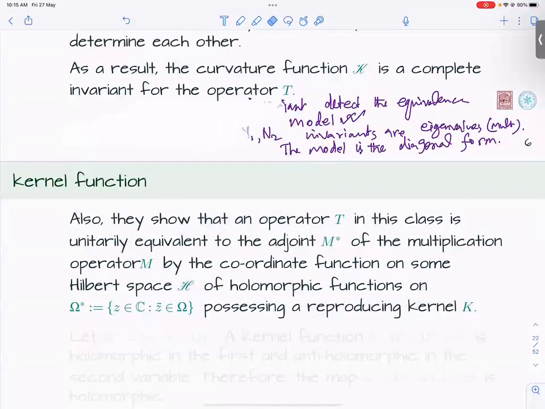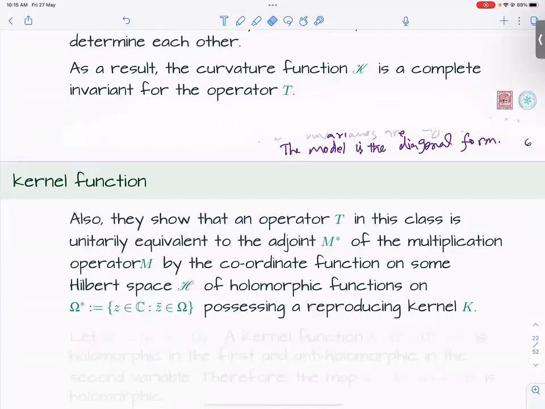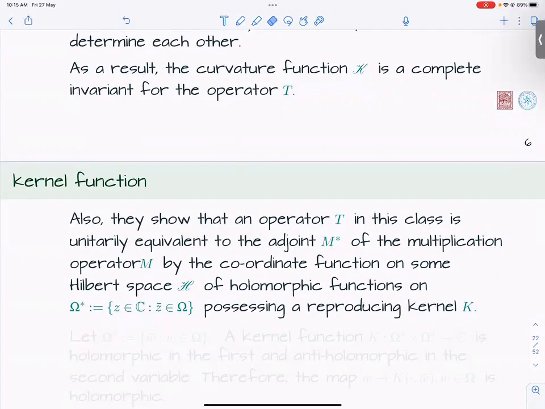I have already told you that for the Cowan-Douglas class of operators, the curvature is actually an invariant. But there is another thing. Cowan and Douglas themselves found what is called a model. If you are given an operator T in this class, then it is unitarily equivalent to the adjoint of a multiplication operator by the coordinate function on a Hilbert space H of holomorphic functions on omega star. Remember, omega is the set of eigenvalues. The space possesses a reproducing kernel K.